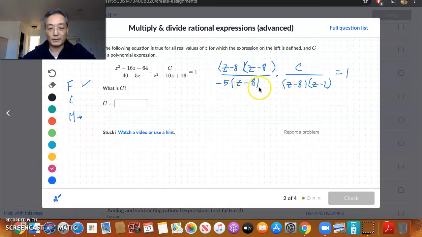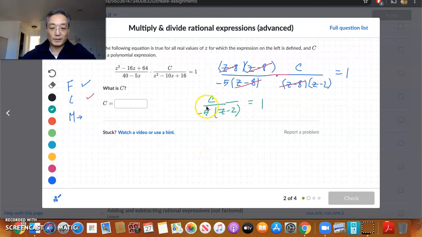Can we cancel anything out here? And definitely we can, right? z minus 8 here, z minus 8 here. Again, treat it as one big rational expression. z minus 8 with z minus 8. All right? Now that is your canceling. And now let's multiply across. So we're going to have c over negative 5 times z minus 2 is equal to 1. All right?